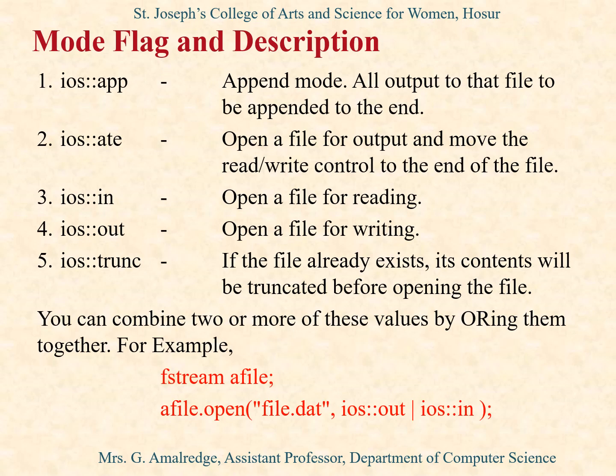These are all the mode flags used in the file open function. The first one is app mode, that is append mode, all output to that file to be appended to the end. Second one is ate, open a file for output and move the read or write control to the end of the file. Third one is in mode, that is open a file for reading. Fourth one is out mode, open a file for writing. And the fifth one is trunc mode. If the file already exists, its contents will be truncated before opening the file. If we need, we can combine two or more of these modes together.